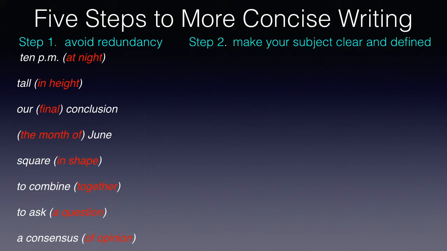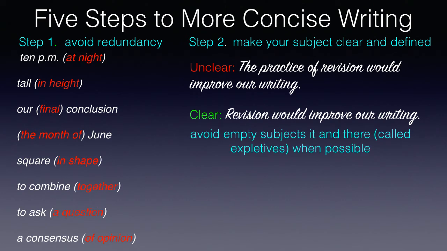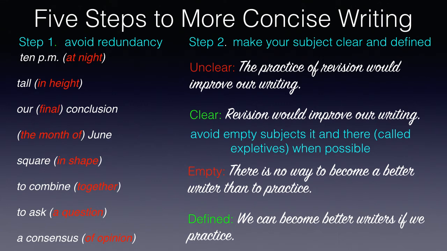Step 2. Make your subject clear and defined. For example, instead of the practice of revision would improve our writing, revision would improve our writing is better. Avoid empty subjects it and there. Instead of writing, there is no way to become a better writer than to practice, just write, we can become better writers if we practice.